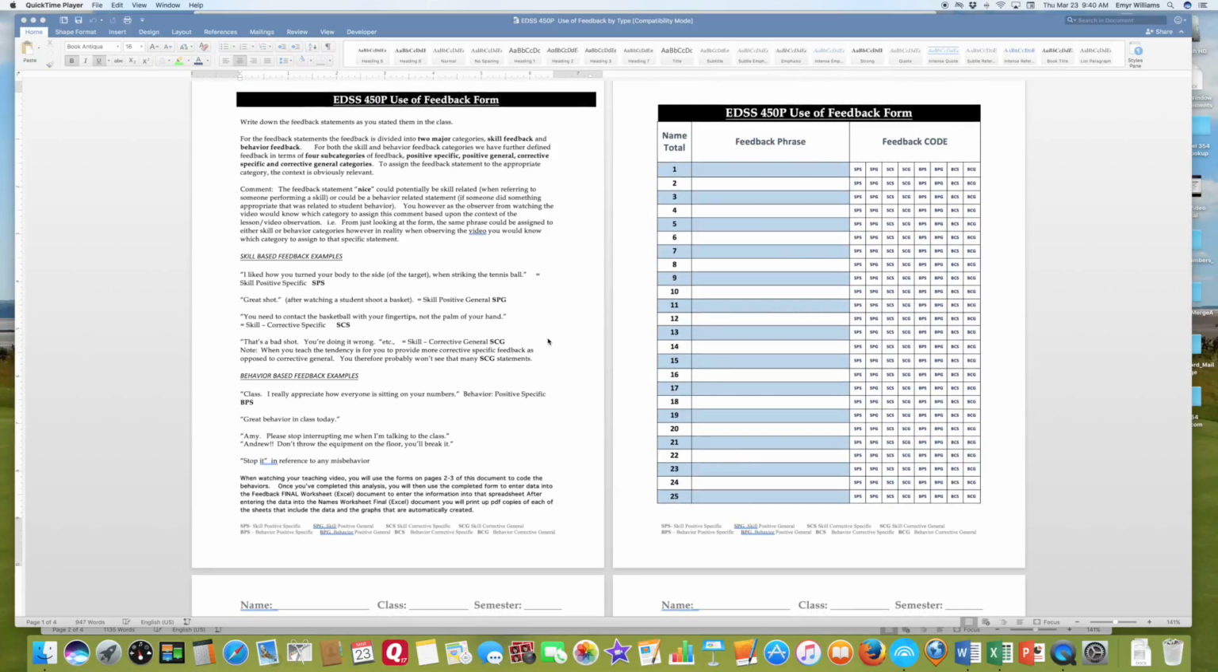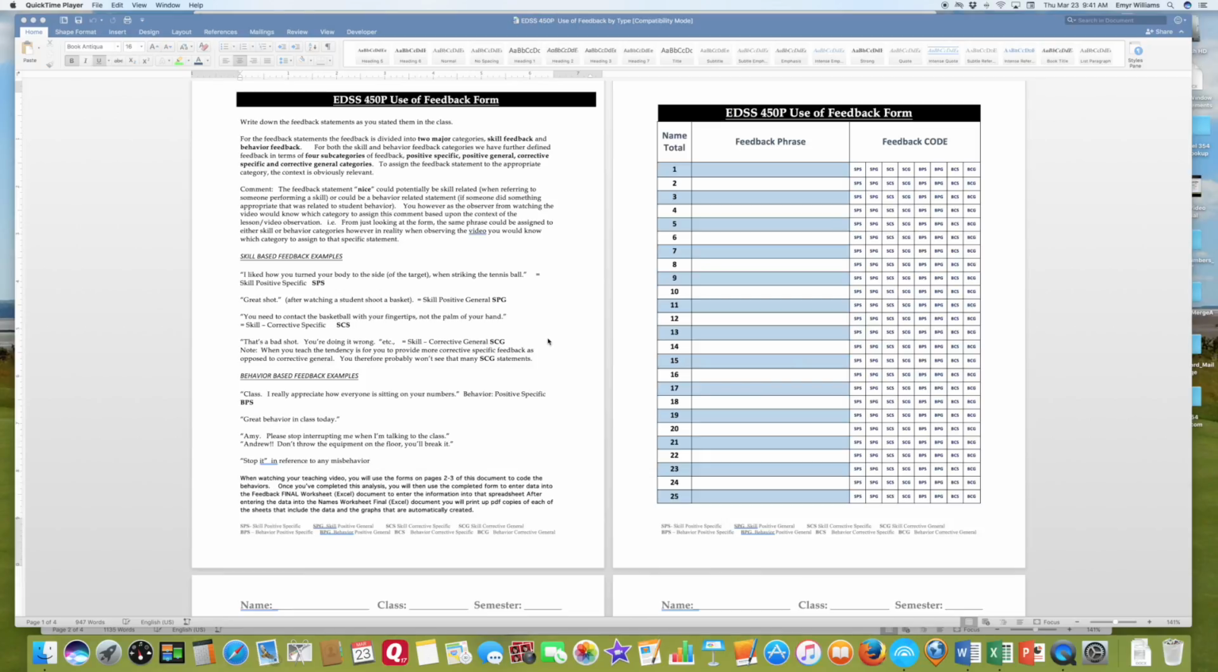You've got positive specific feedback. So for instance, I really like how everyone is sitting on the numbers. That's behavior. That's giving them specific information and it's positive. You could say something like great behavior in class today. Well, that's positive, but it's general. It doesn't really say what that behavior is.